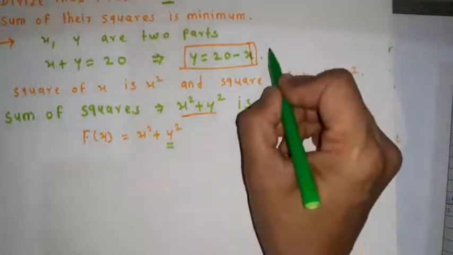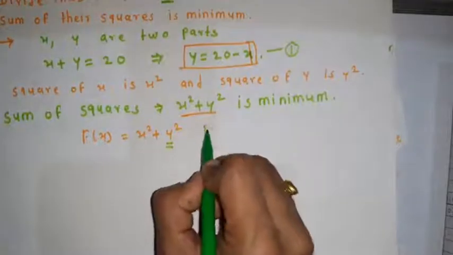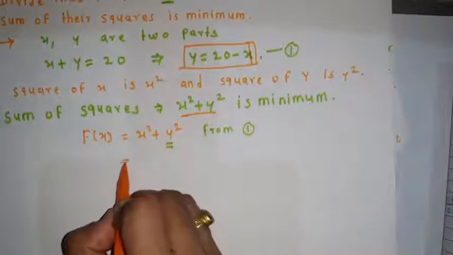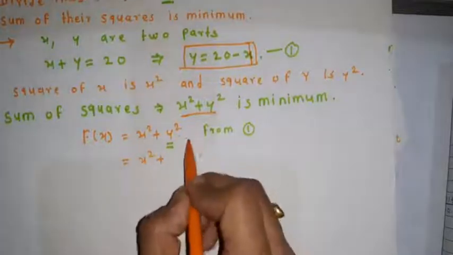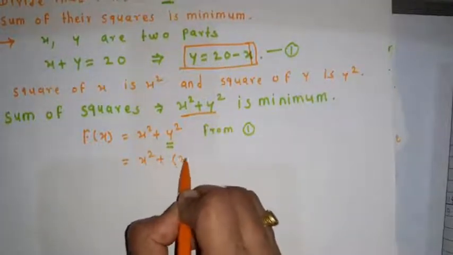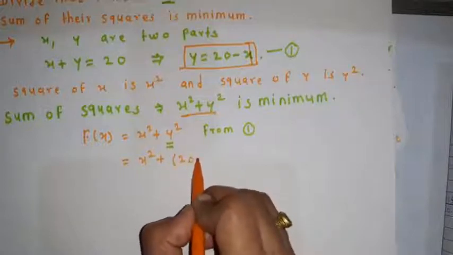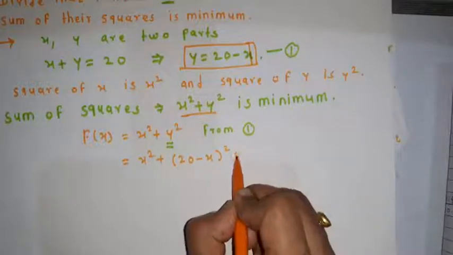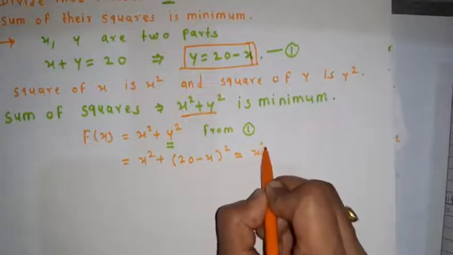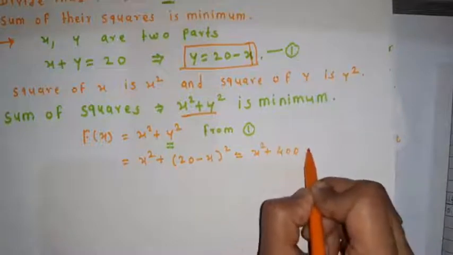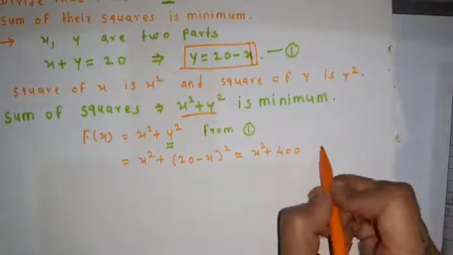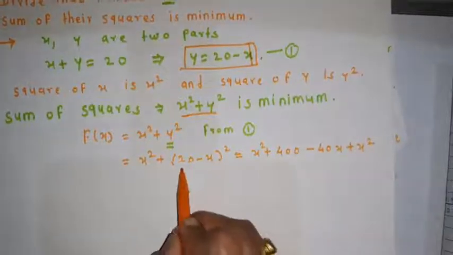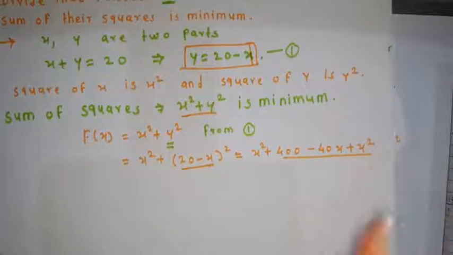Put the value of y from 1. We will get f of x equal to x square plus y square, where the value of y is 20 minus x. So this is x square plus (20 minus x) whole square. And students, this is equal to x square plus 400 minus 40x plus x square, by expansion.